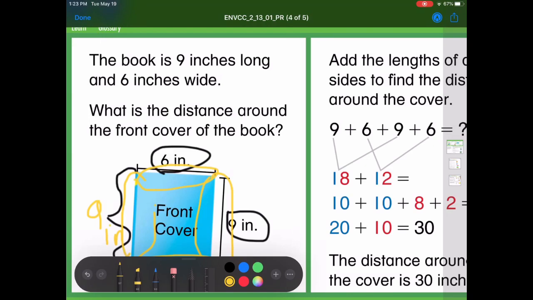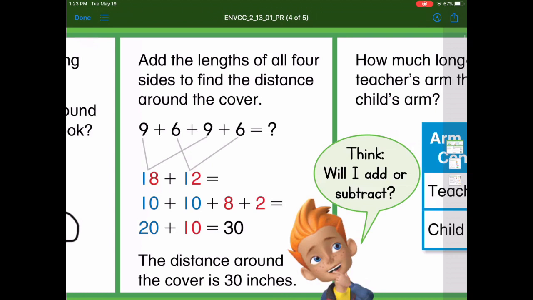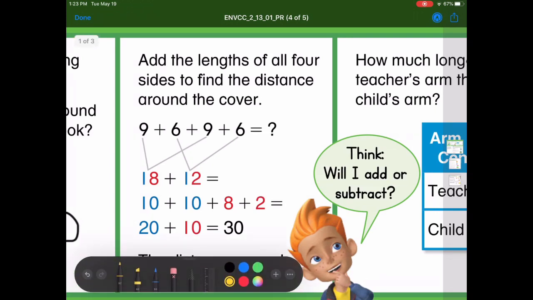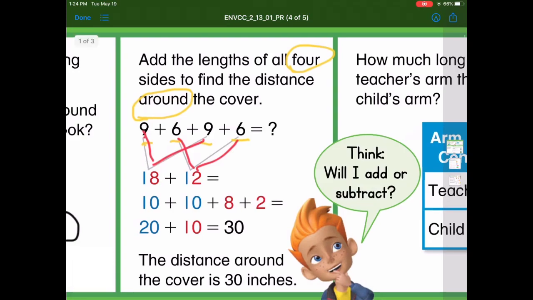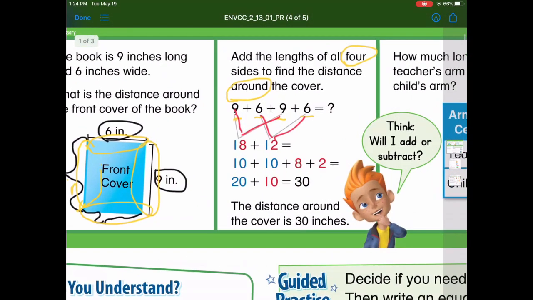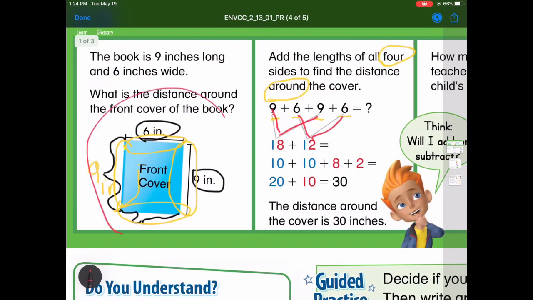And that's why, when we go to the next box, you add 9 twice, one here and one there, and you add 6 twice, one here and one there. Add the lengths of all four sides to find the distance around the entire cover, around the whole thing. And we know because of our doubles numbers that 9 plus 9 is 18 and 6 plus 6 is 12. Then you can add using partial sums to find out that the distance around the whole cover is 30 inches. So this whole book is 30 inches around, all four sides.